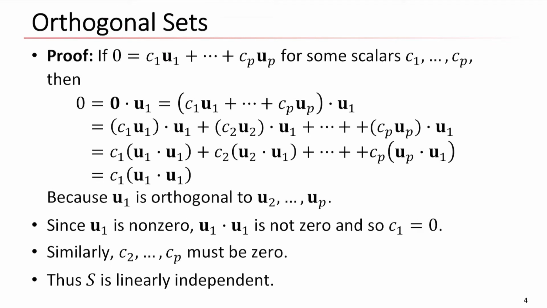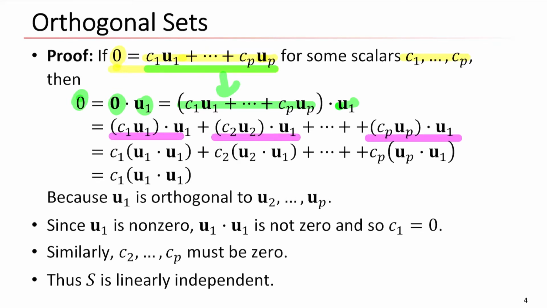Okay, so if 0 is equal to C1 times vector U1 plus ... CP times vector UP for some scalars C1 through CP, then we can decompose this equation something like this. So 0 is equal to the zero vector inner product U1 vector, right? So from here, this one inner product U1 can be decomposed something like this, right?